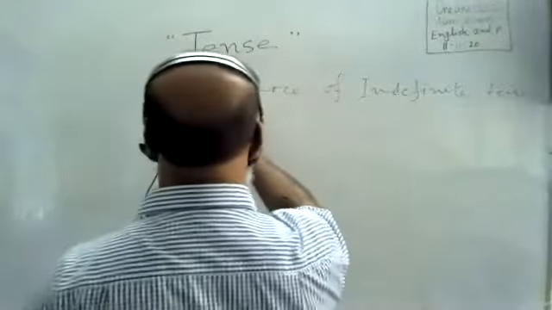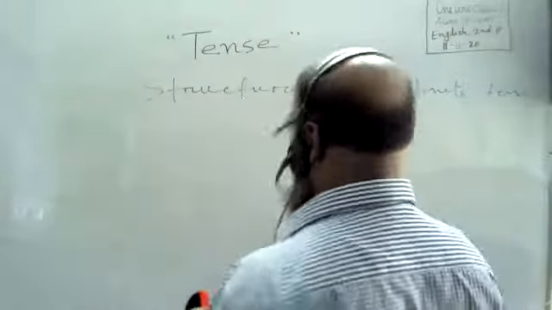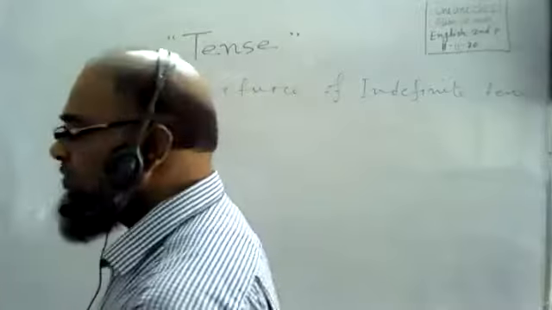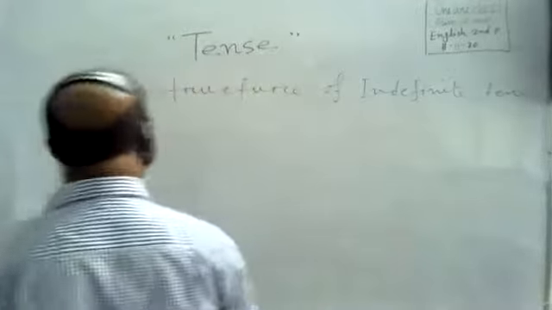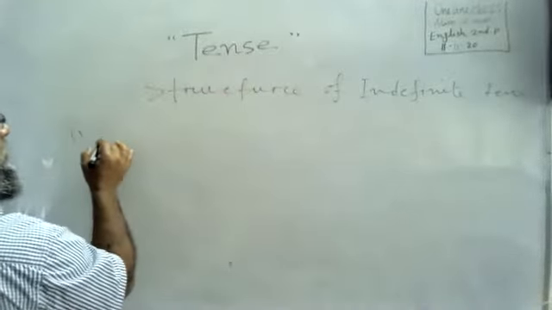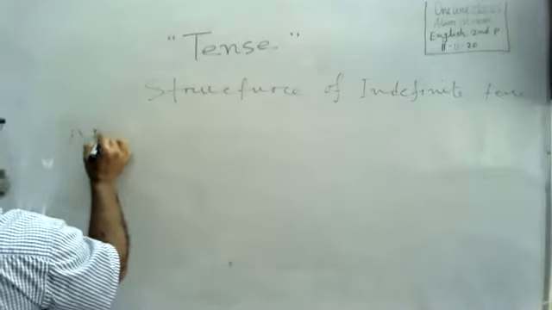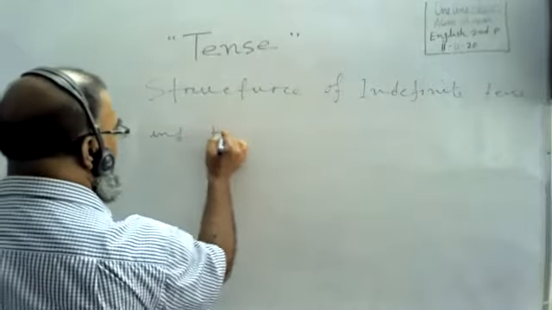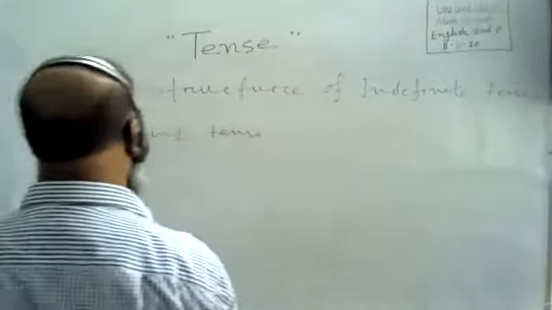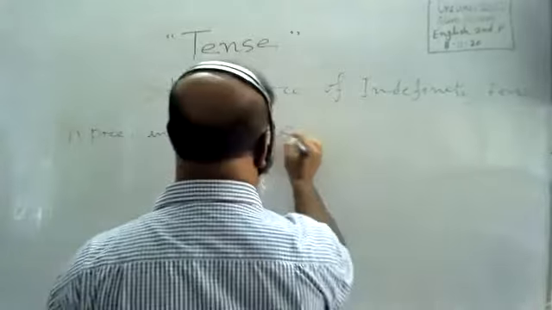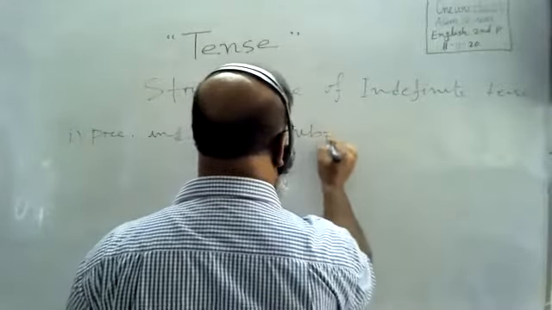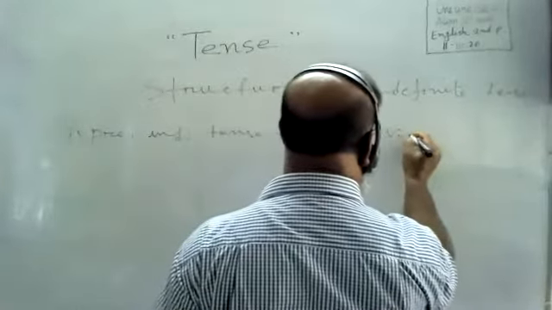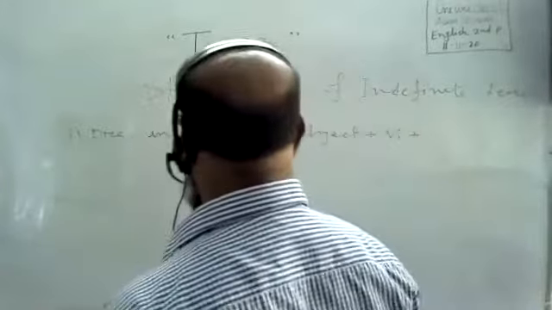So at first I will discuss the structure of indefinite. We know that indefinite is present indefinite, past indefinite and future indefinite. So at first, the structure of present indefinite tense: subject plus V1. V1 means the present form of the verb.